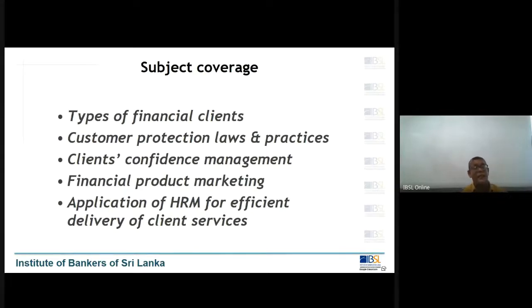First one, we need to understand types of financial clients. So I will explain to you what is a type of financial client. Second, customer protections, laws and practices. Okay, I'm going to explain deeply what are the things covered under this section. And these are the 5 sections: client confidence management, financial product marketing, and applications of HRM for efficient delivery of client services. Okay, HRM is only studied in financial client management, not any other area. Right. Okay, these are the 5 key areas you are going to learn.